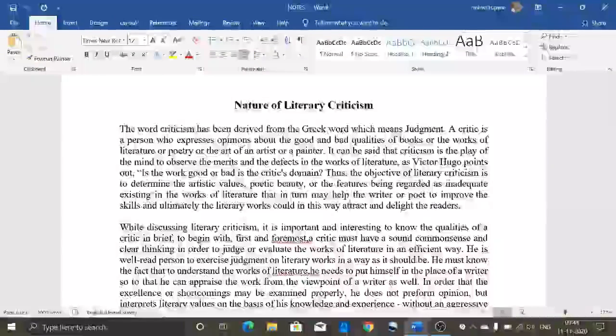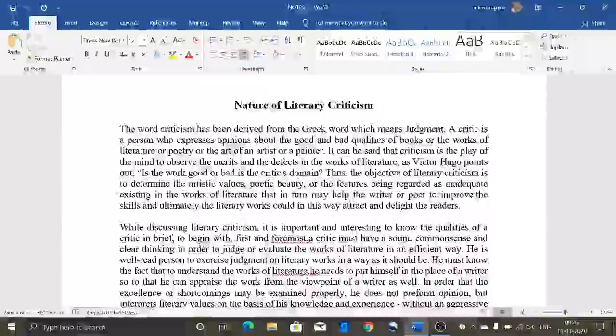There was one critic whose name is Victor Hugo, and Victor Hugo points out that whether the work is good or bad is the critic's domain. So what is the domain of a critic? To find out whether the work is good or bad. That is the only domain, the only job of a critic. Thus, the objective of literary criticism is to determine the artistic values, poetic beauty, or the features being regarded as inadequate existing in the works of literature, that in turn may help the writer or poet to improve the skills, and ultimately the literary works could in this way attract and delight the readers. That is the thing which he wants.